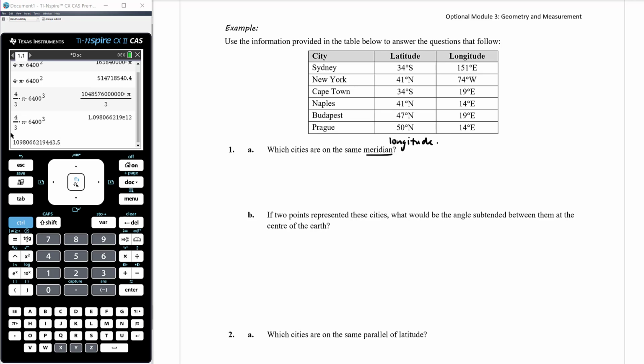So we want to be looking at which of the cities are on the same longitude, and in this instance we can see that both Cape Town and Budapest are on the same longitude, and also Naples and Prague are on the same longitude. Okay, so we're going to have Cape Town and Budapest. They're on the 19 degree east meridian of longitude.